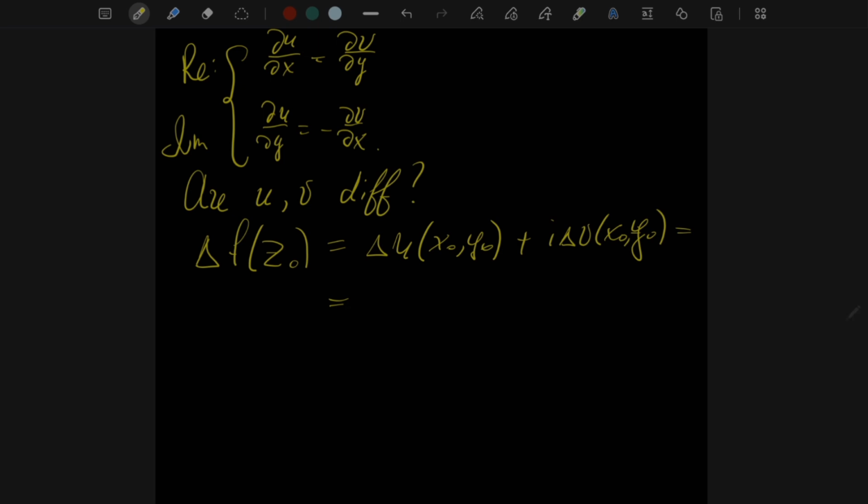Okay, and one more thing, we have already the condition that f is differentiable, so we can write it as f prime of z0 delta z plus little o of delta z. We can rewrite f prime as du by dx plus i dv by dx.